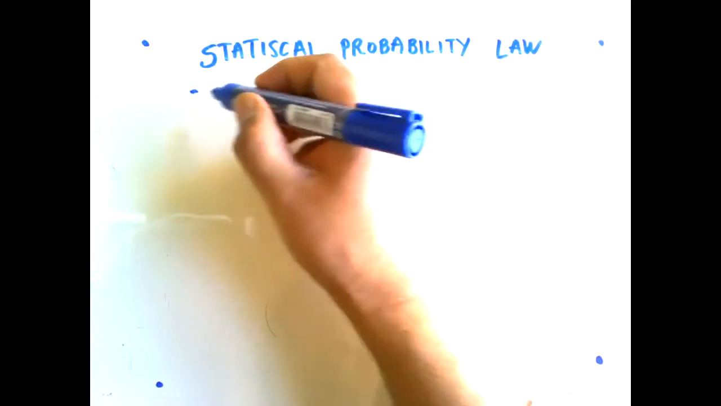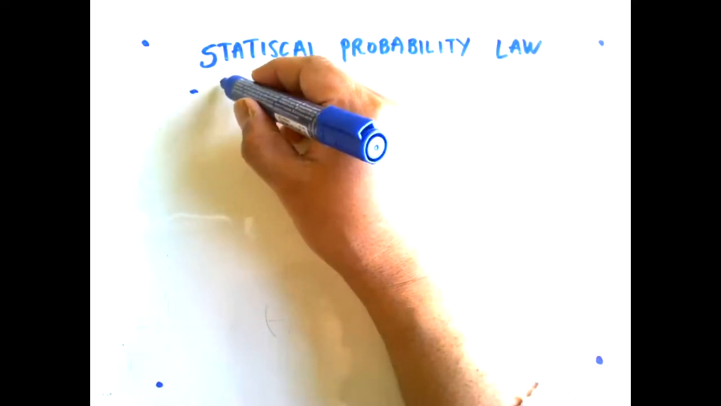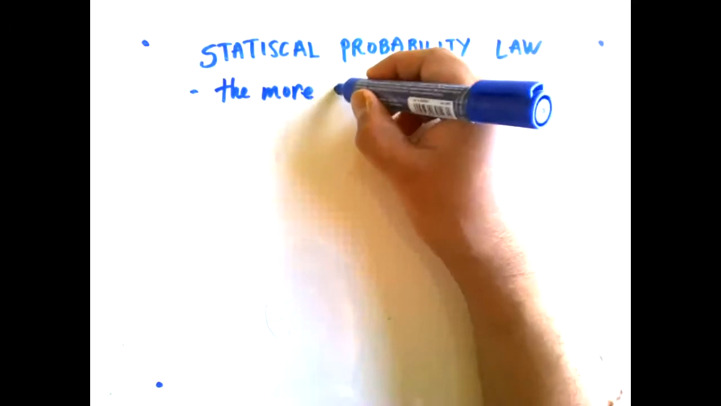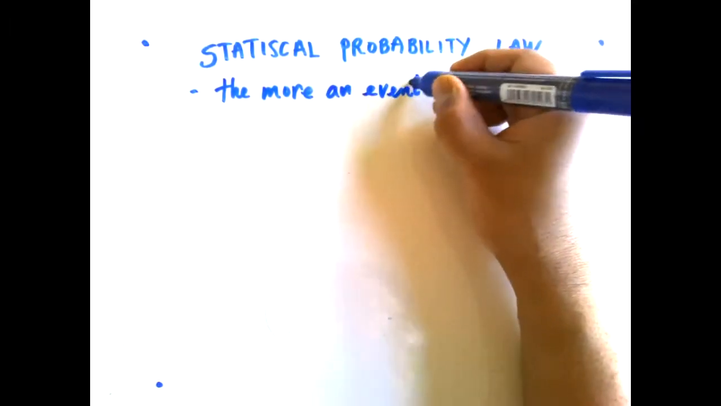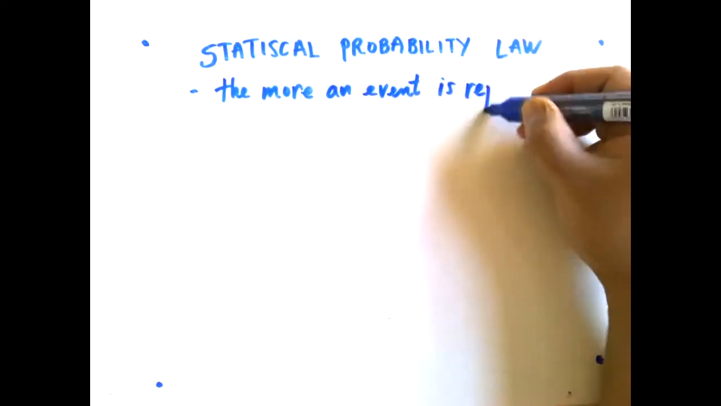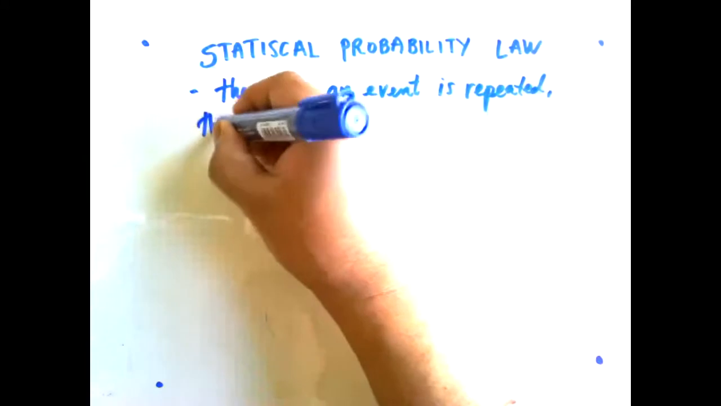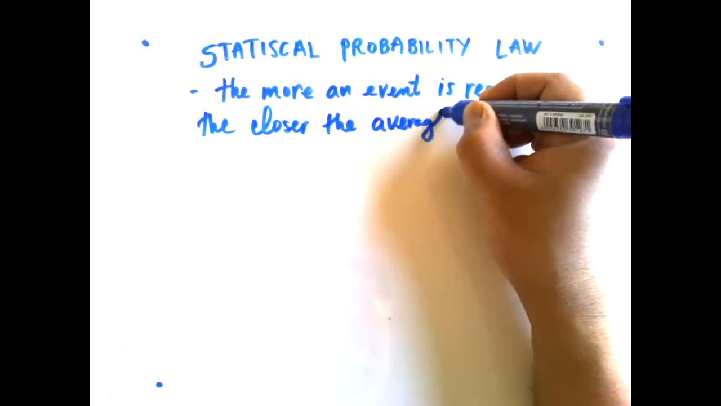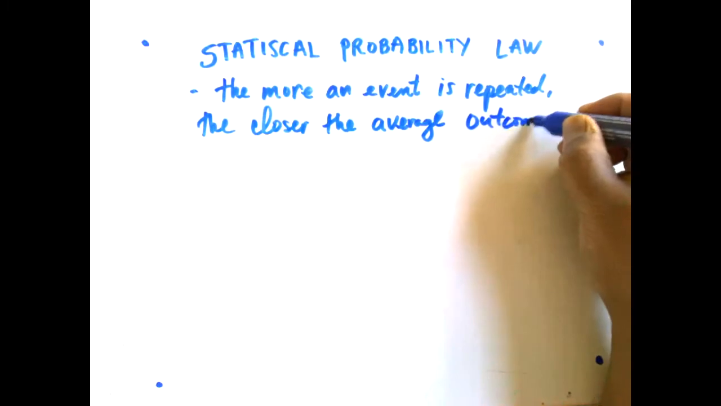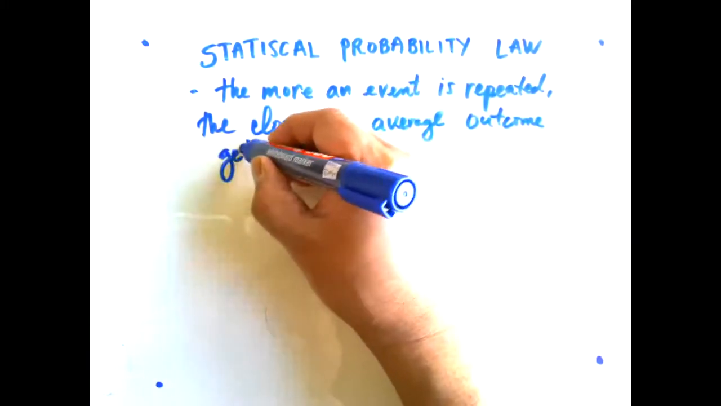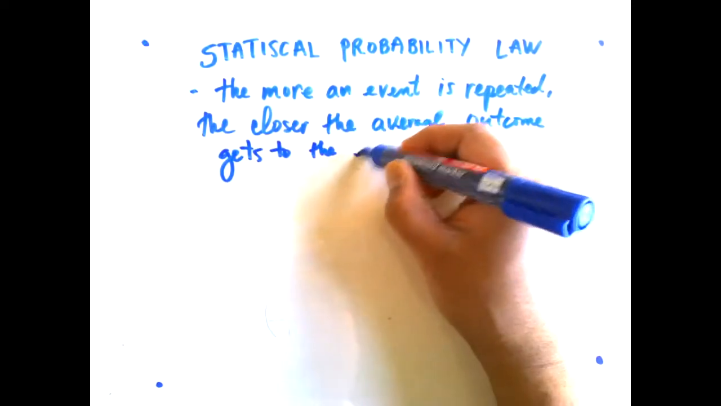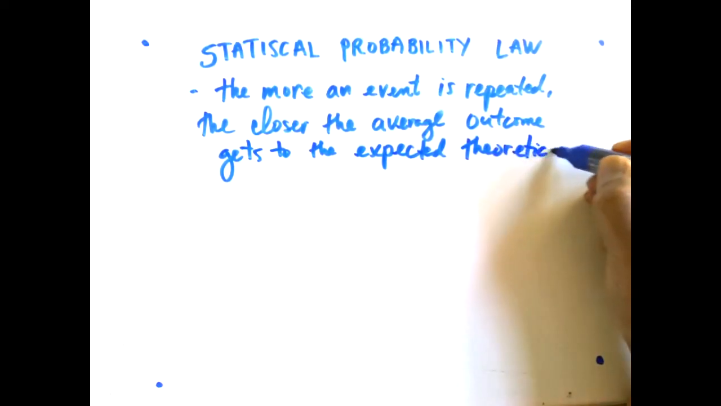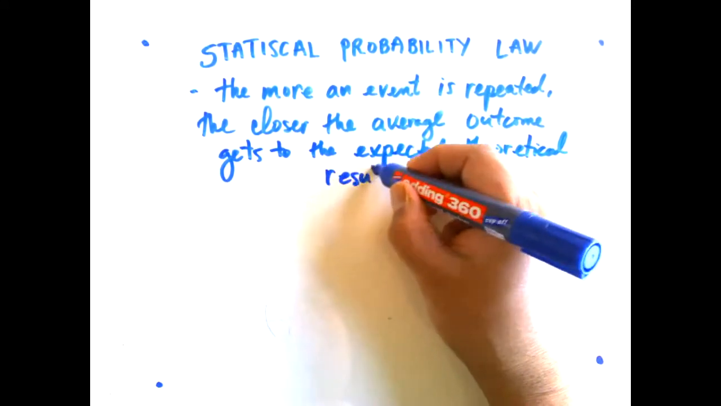Yes, it's basically the idea that the more an event or activity or happening is repeated, the closer the average outcome gets to the expected theoretical result. And that's a lot to take in.